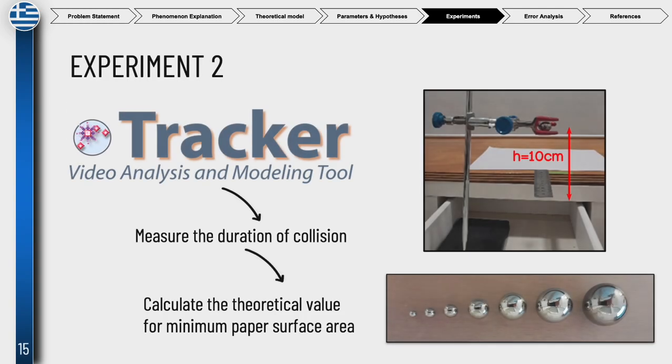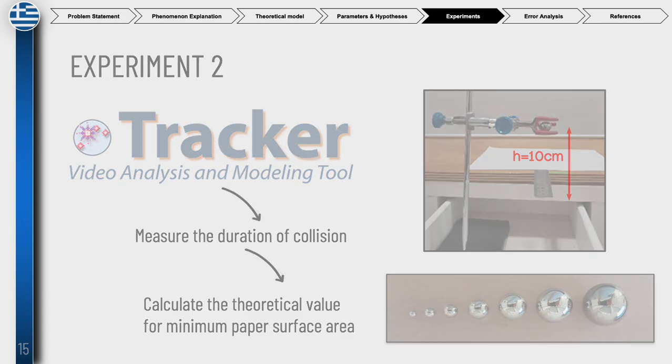Now let's move on to our second experiment, for which we used Tracker, which is a video analysis and modeling tool. I believe you're all familiar with it, to measure the duration of collision and then calculate the theoretical value for minimum paper surface area. Here you can see a picture of us letting a ball fall from a height of 10 centimeters.